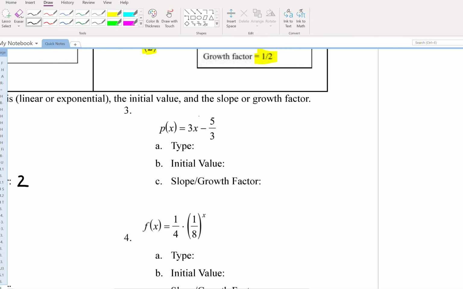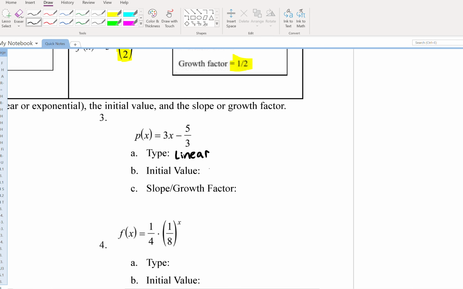This one, the variable is not an exponent, so this one is linear. If that's all we're comparing is those two, then that's linear. Its initial value is negative 5/3. They tried to trick us by giving us a fraction, but it's not.